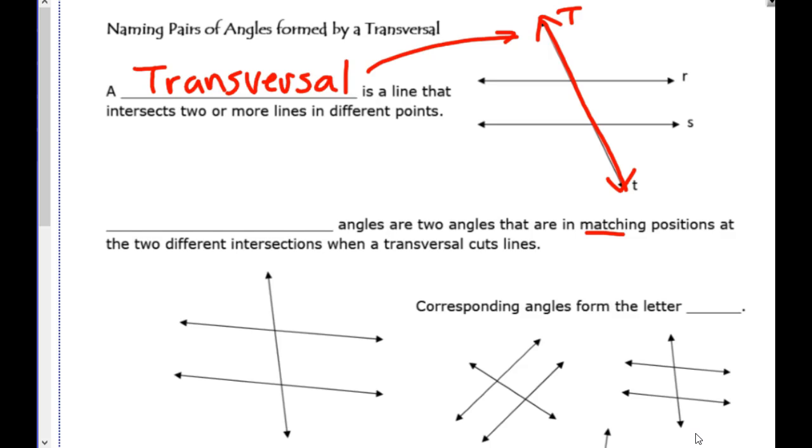So, given that information, we're going to get 5 angle relationships that you need to know today. That's the goal. Okay? Let's start with the first one. What kind of angles are two angles that are in matching positions at two different intersections when cut by a transversal? This is called corresponding angles. Corresponding angles. They are in the same exact position at different intersections.